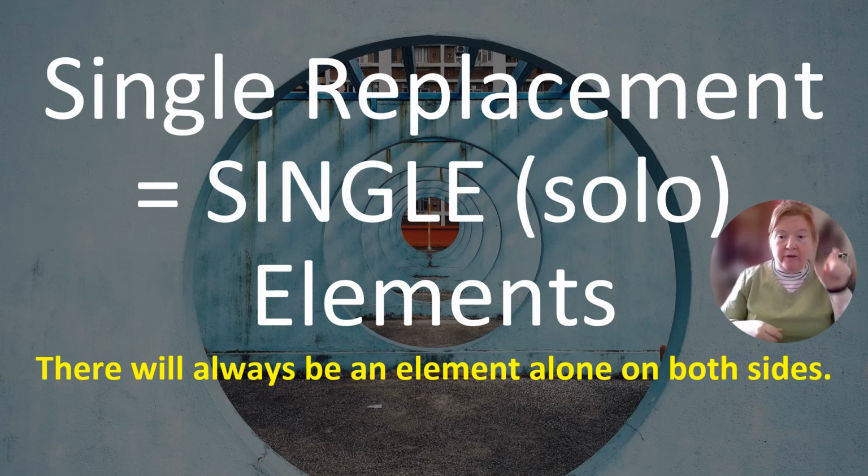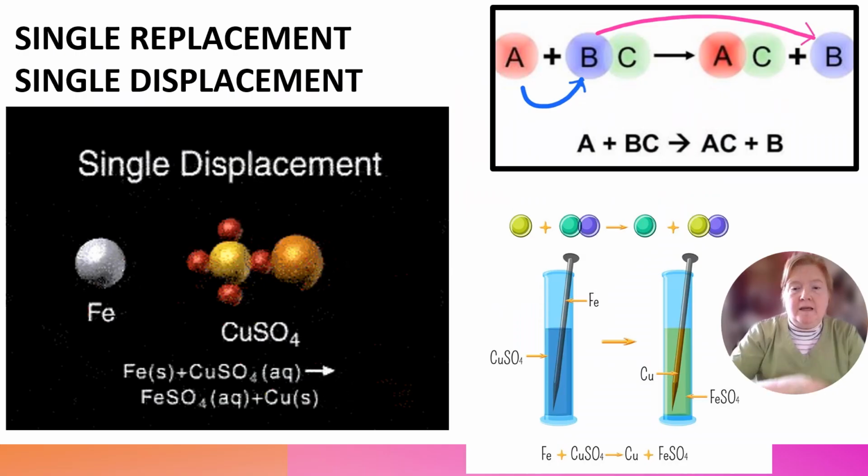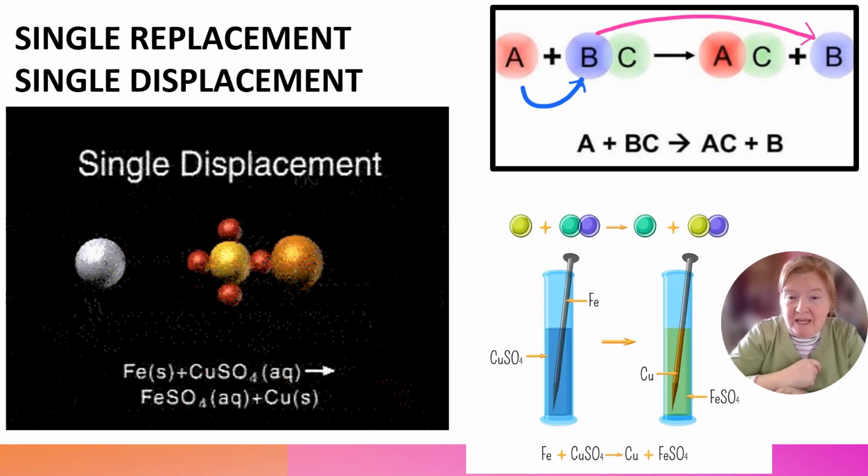We have a single element on this side and a single element on this side, but they're different because they've swapped places in the compounds. So we start with element and compound and we end with element and compound. There's just been a switcheroo. So here you can see single replacement in action.